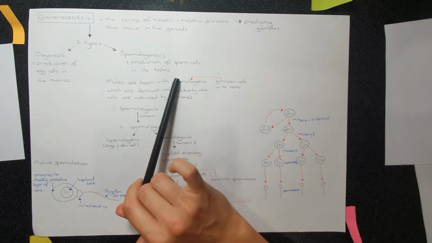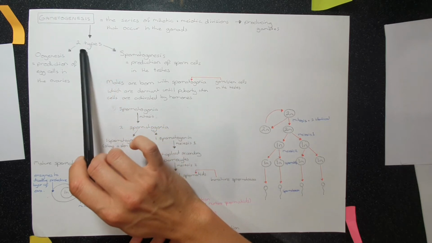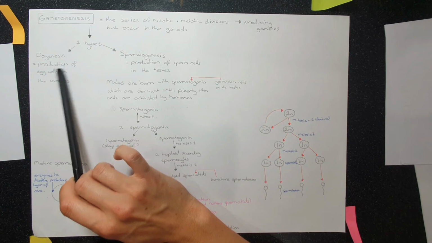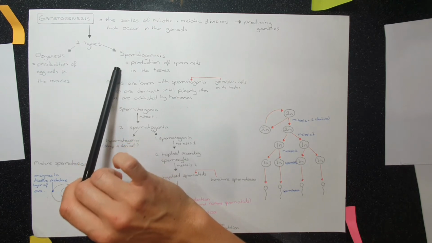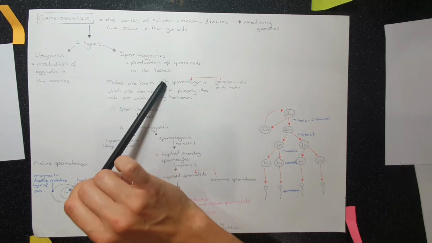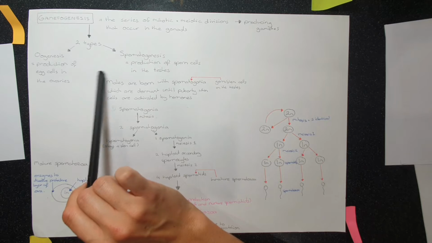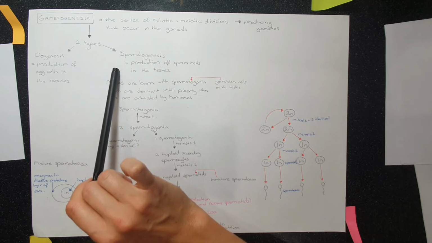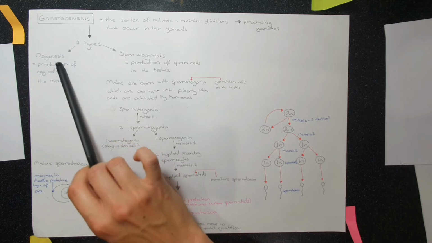So, take you back a little bit. Gametogenesis has two types. One is oogenesis, which is the production of egg cells in the ovaries. And as I mentioned before, spermatogenesis is the production of sperm cells in the testes. We will be comparing these two later on, and you will need to know the key differences between them. But we'll wait until we do one lesson on oogenesis first.